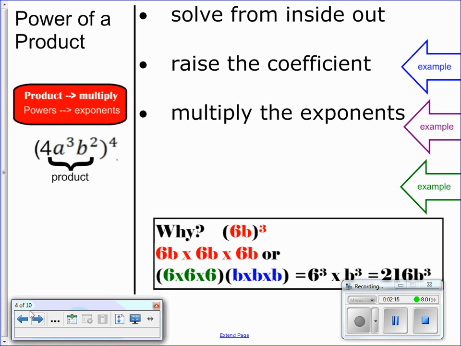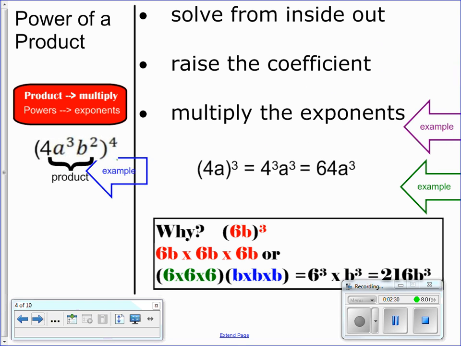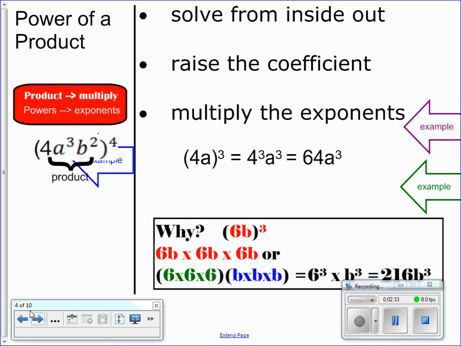Now we have a product of a power. That means we've got powers and we're multiplying. We remember to always solve from the inside out. So we raise the coefficient and multiply the exponents. For example, 4a to the third, you have to kind of distribute. So it's 4 to the third and then a to the third. So 4 to the third is 64 and a to the third.